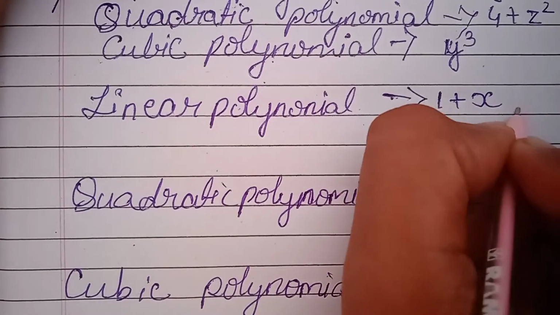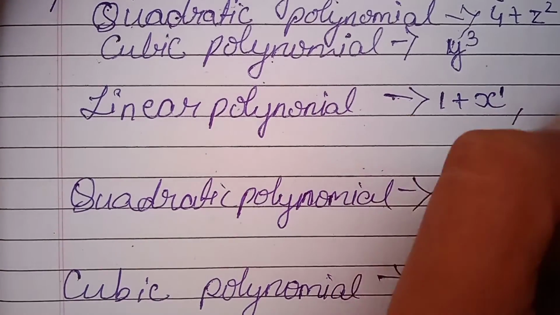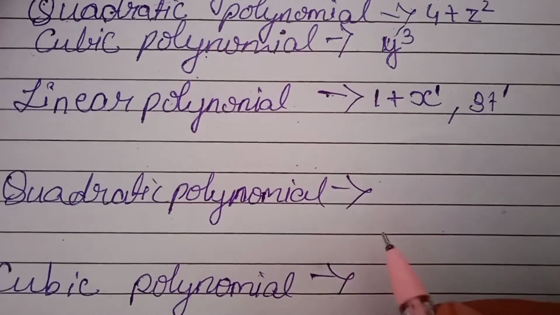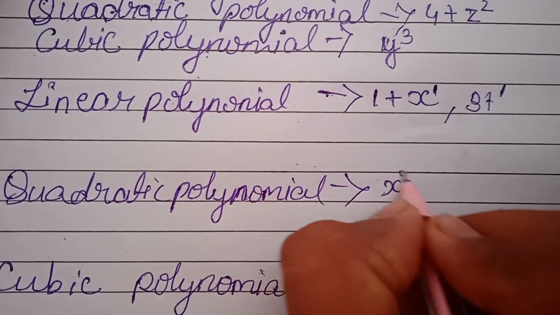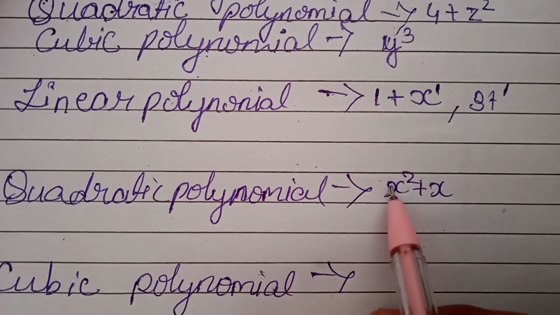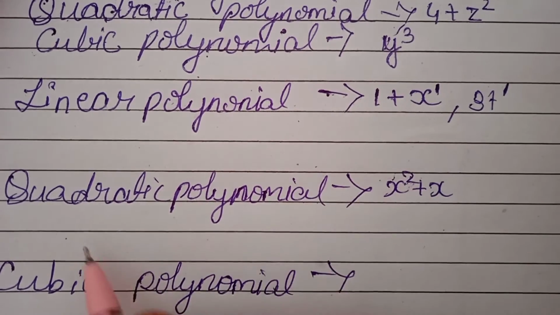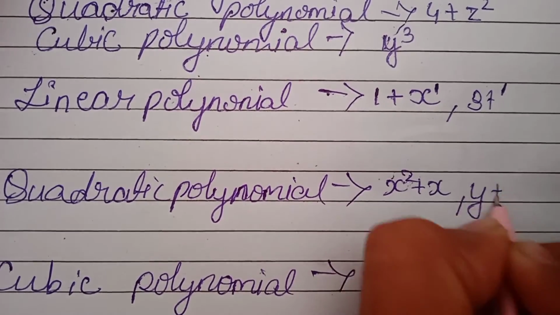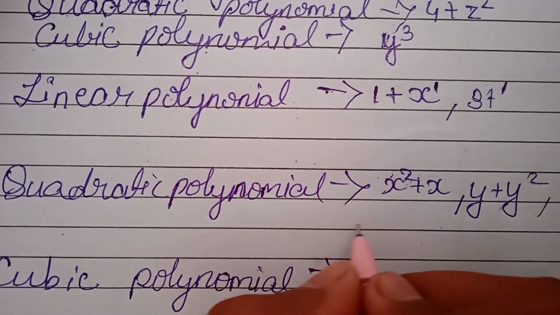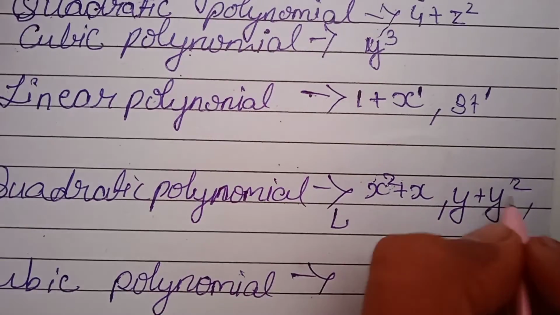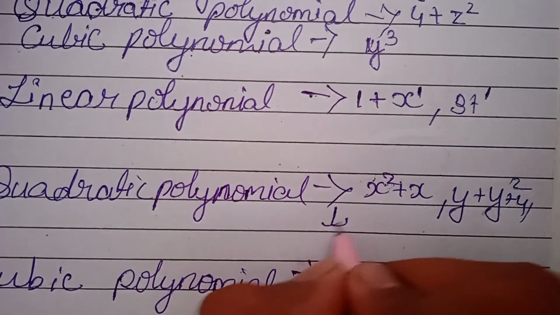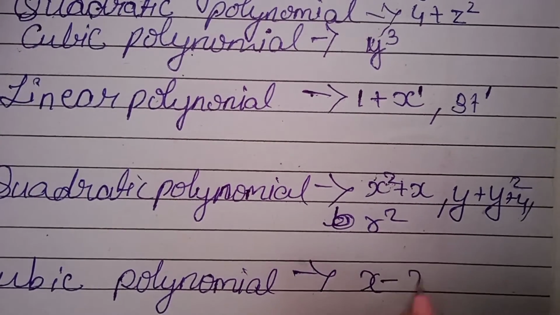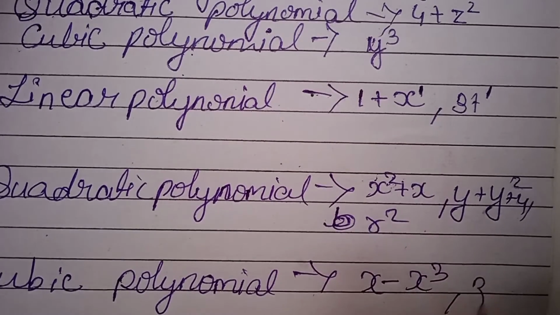Okay friends, 1 plus x, here the power is 1, and 3t, here the power is 1. And the quadratic polynomials: x square plus x, here the power of the variable is 2, that's why it is classified as a quadratic polynomial. Okay friends, and y plus y square, 4 plus r square. And the last, x minus x cube and z cube.